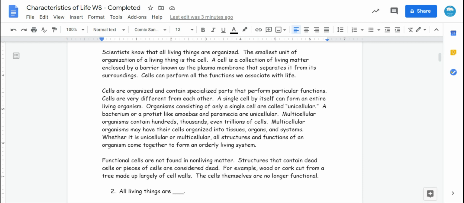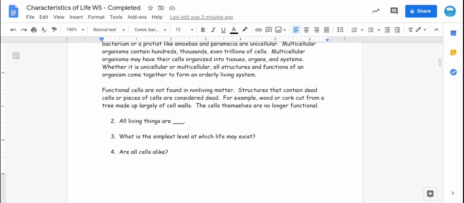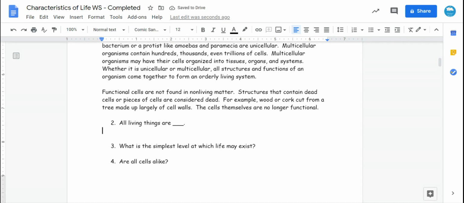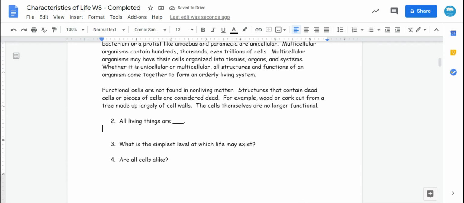So wood or cork that's cut from trees, they're going to be made up of cell walls, and that's it. They're not going to have all the stuff that's inside of cells making it function because they're dead now. So number 2, all living things are blank. It says at the top, all living things are organized.